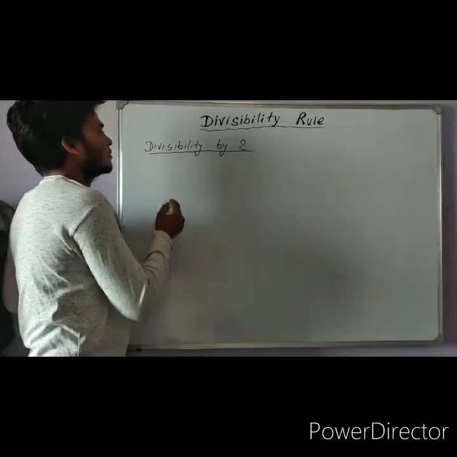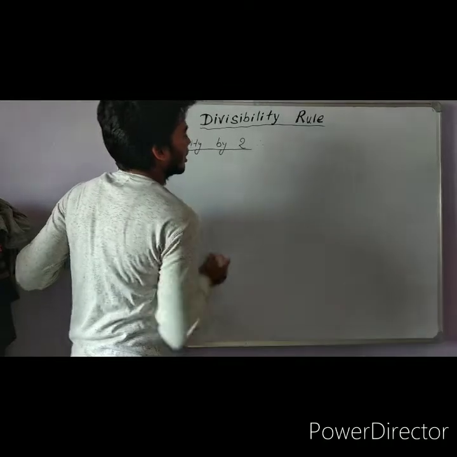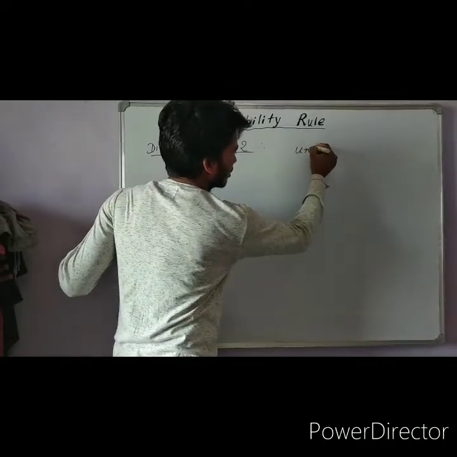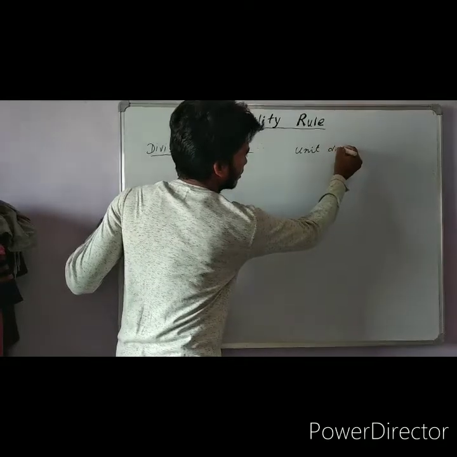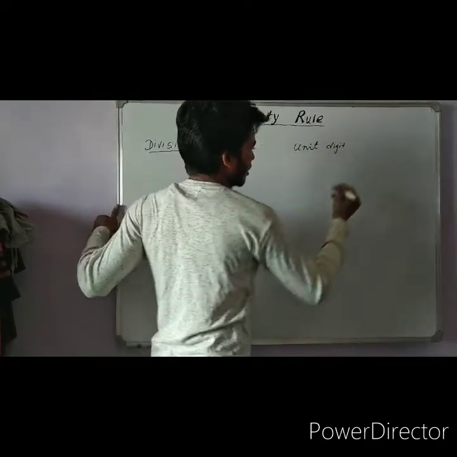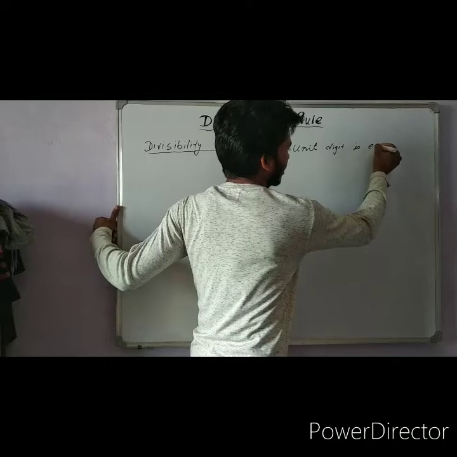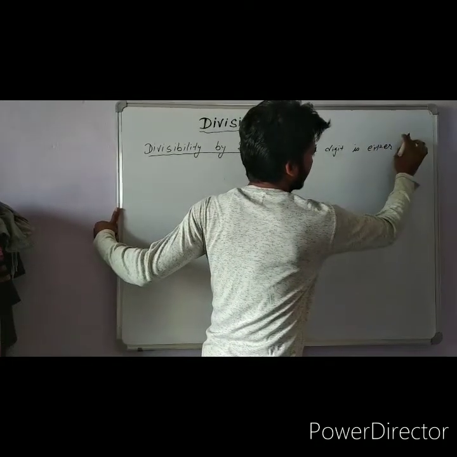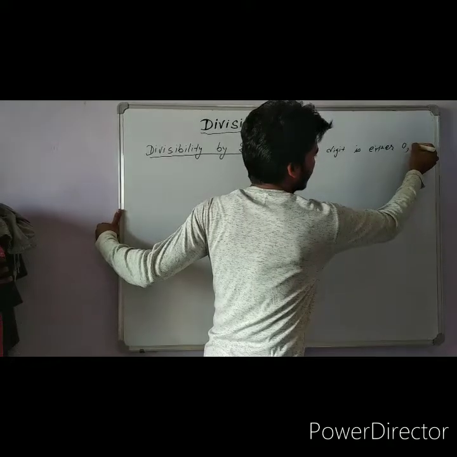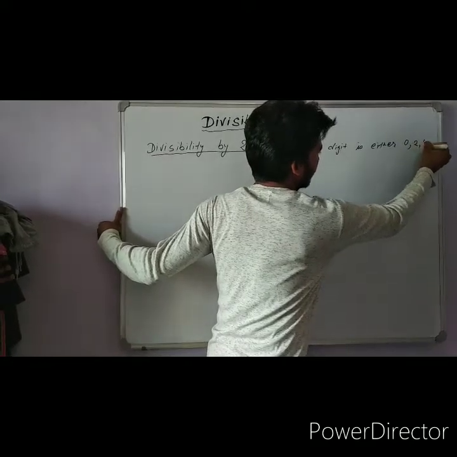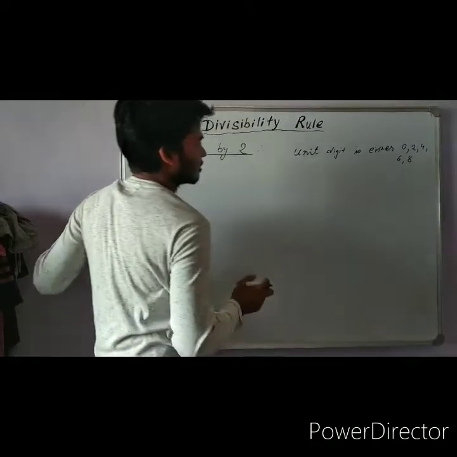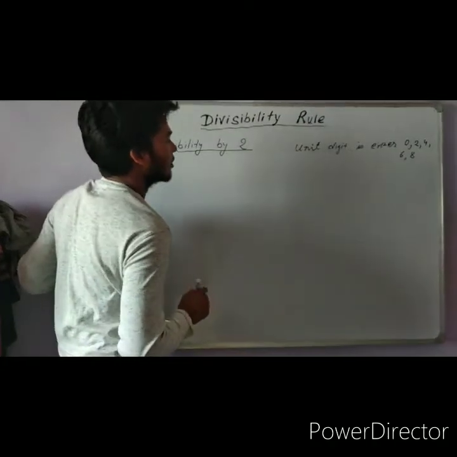What is the rule? If the unit digit is either 0 or 2 or 4 or 6 or 8, then the number must be divisible by 2.